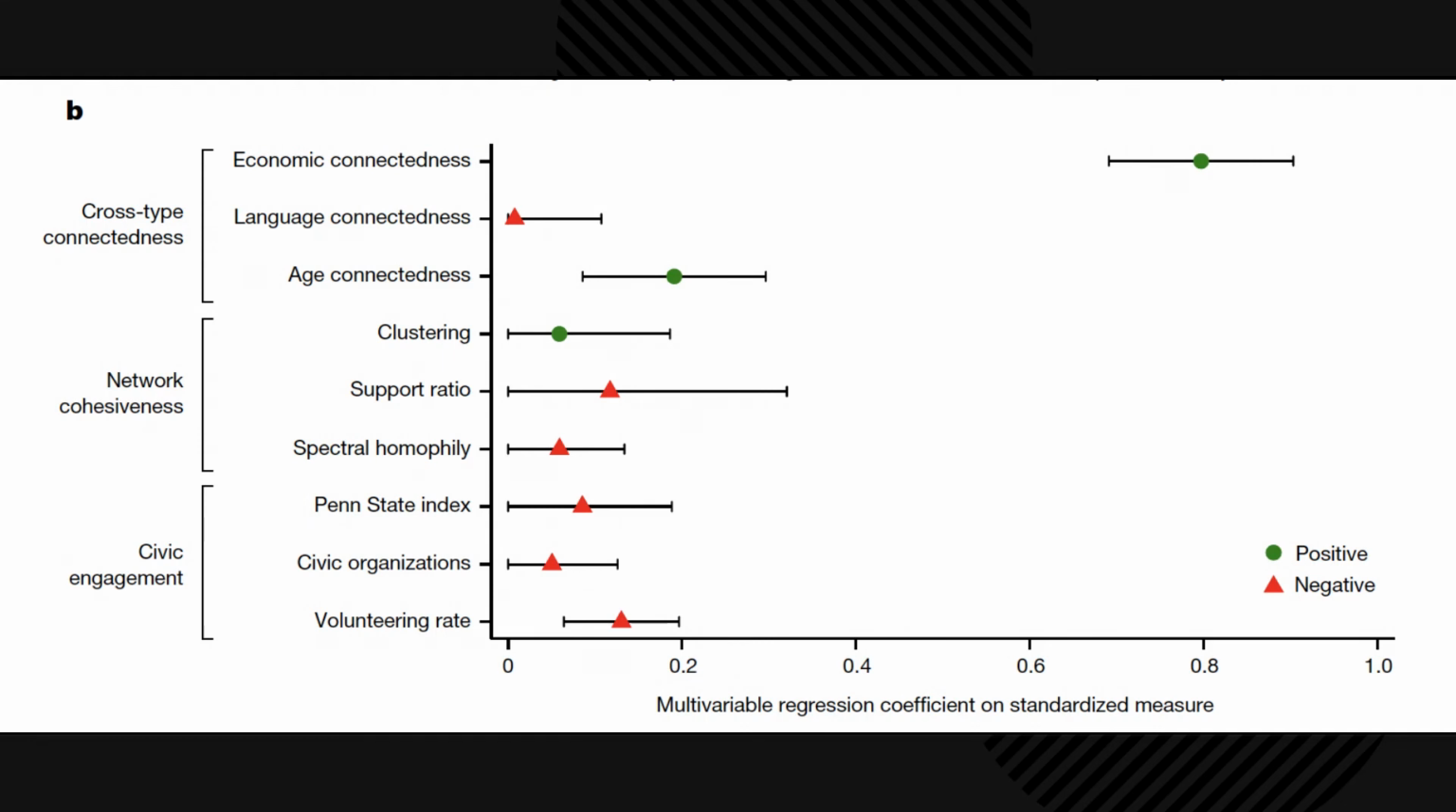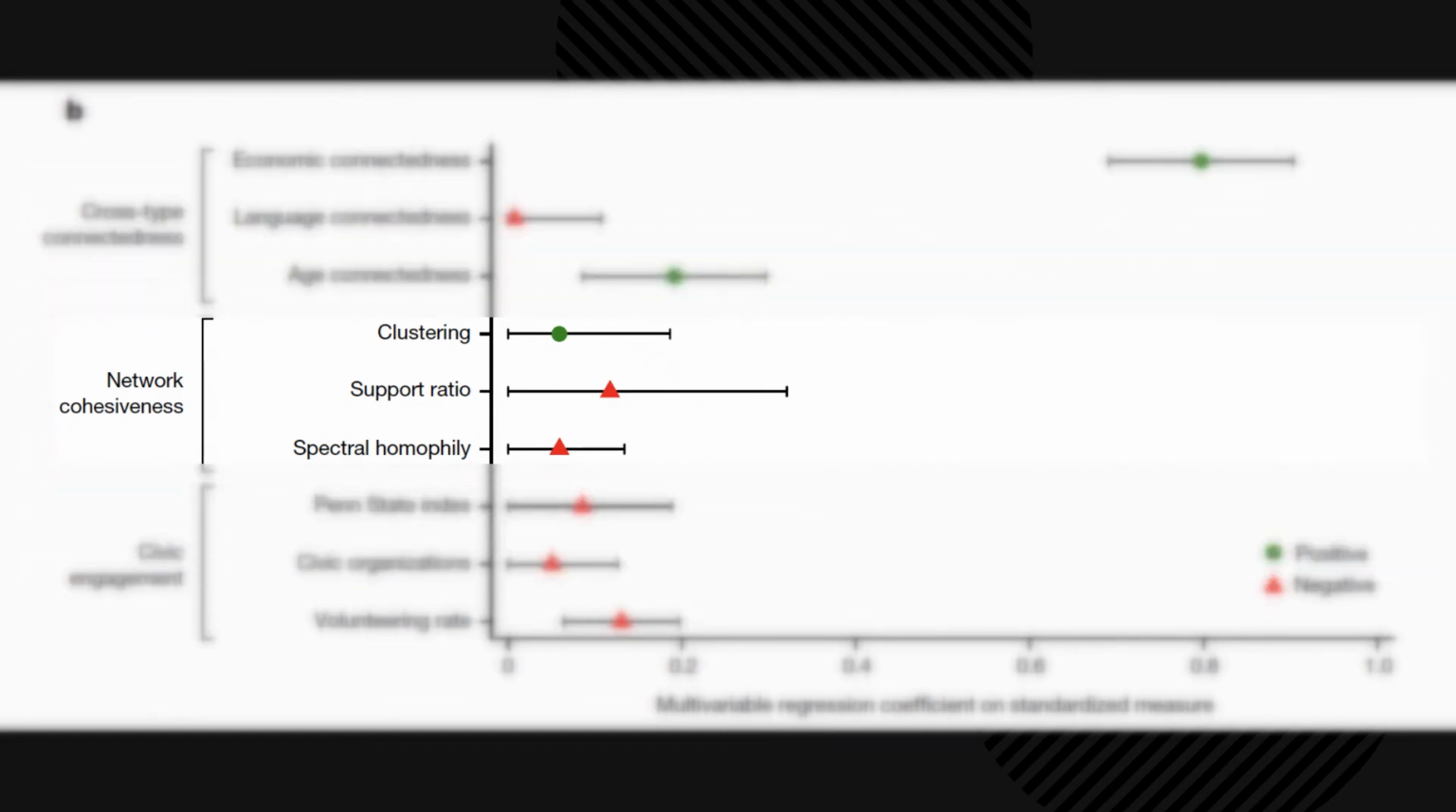And this leads me directly on to finding number 2, which is that there is actually nothing else you can measure about social networks that has anywhere near the same effect as economic diversity. So this paper looked at the cohesiveness of economic networks, which essentially means how close-knit the community is, and it saw very little effect on economic mobility.